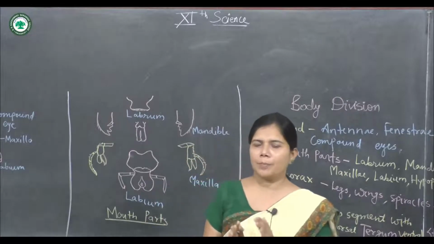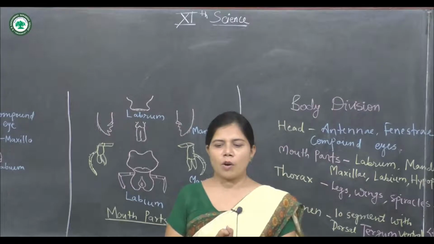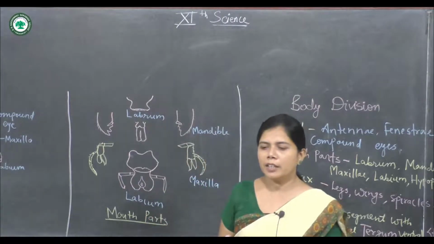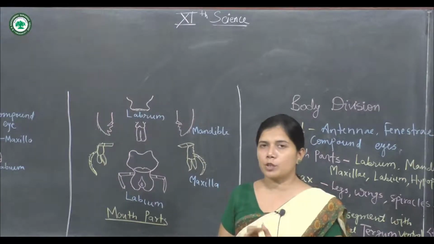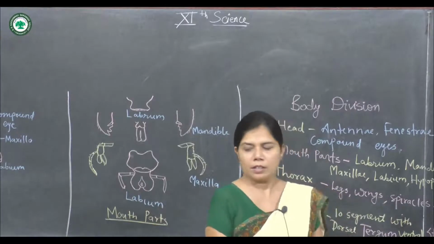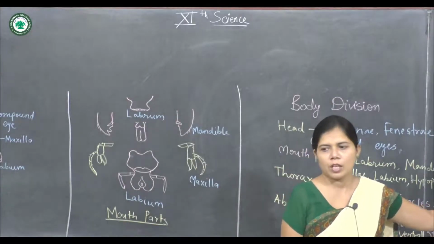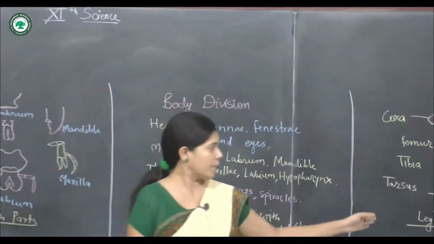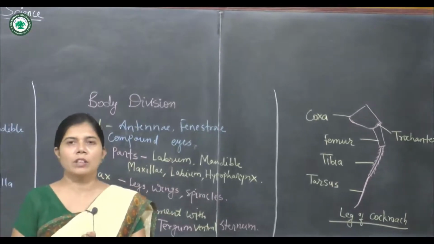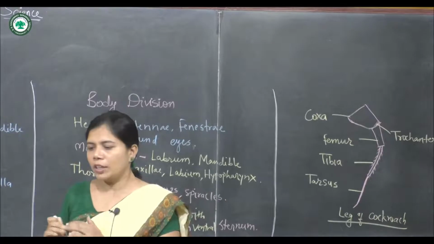Along with these three pairs of legs, there are two pairs of wings, the forewings and hind wings. Now we move on to our next topic, the leg of the cockroach. Three pairs of walking legs are present on the ventral side.